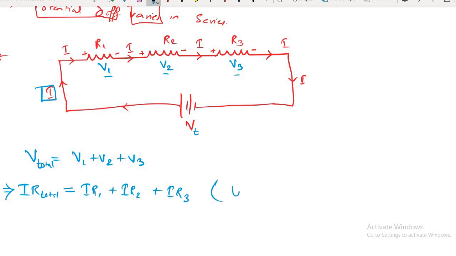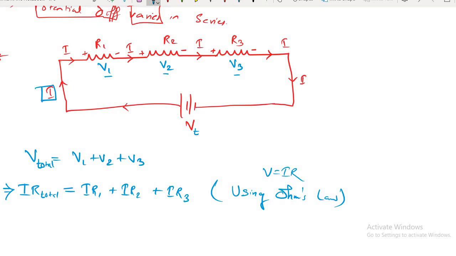Using Ohm's law. Sir, what was Ohm's law? Ohm's law said V equals IR. Yes or no? So for the place of V1, I have taken I into R1. For V2, I have taken I into R2. For V3, I have taken I into R3.